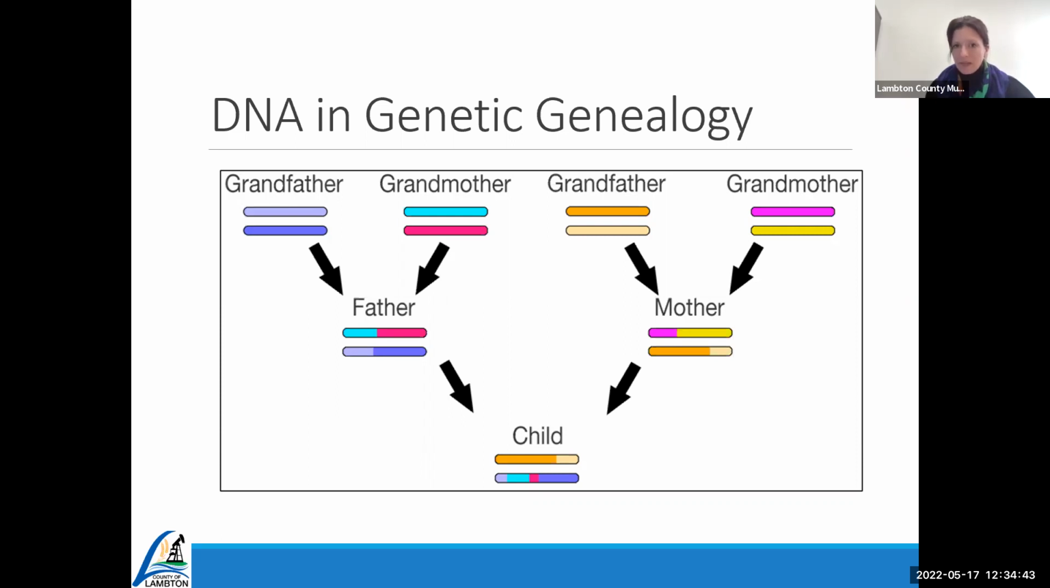Just as a side note, it's not a perfect mathematical system. So just because you receive 50% from each parent doesn't mean that you're 25% each grandparent. This is a phenomenon called recombination. Just remember that genetic inheritance patterns are not always perfect.